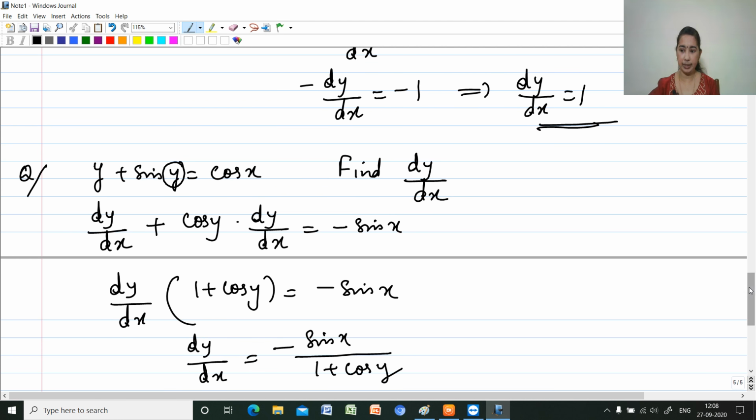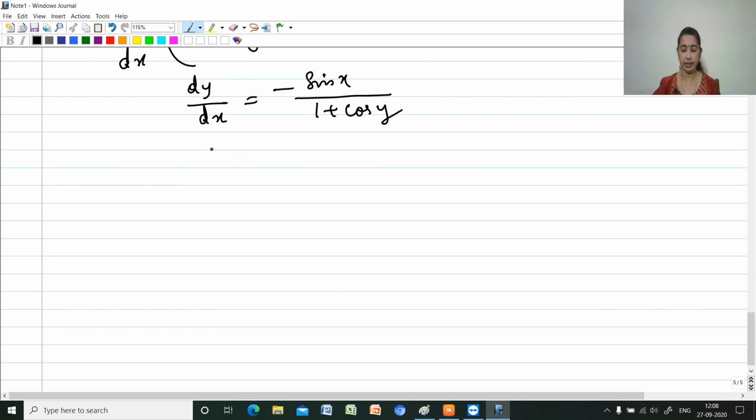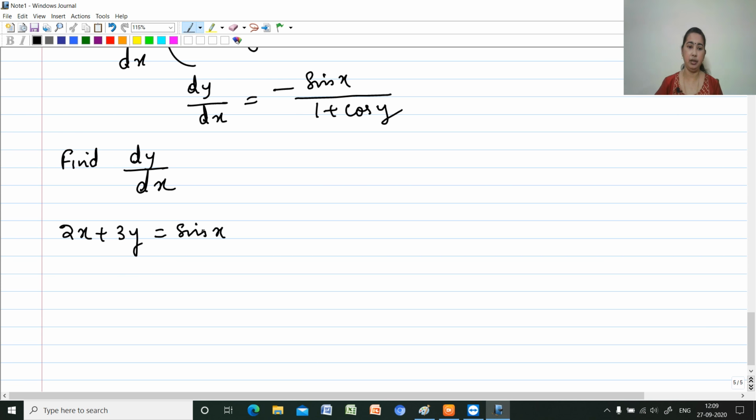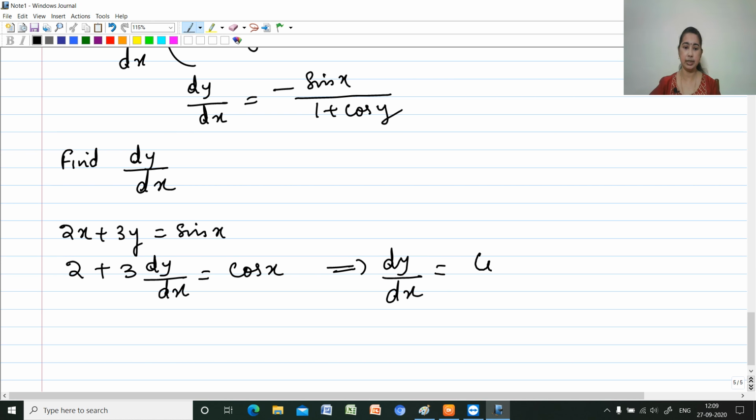So now exercise question. Exercise 5.3, find the derivatives. Find dy by dx. In that first one, 2x plus 3y is equal to sin x. Differentiating with respect to x becomes 2 plus 3 into dy by dx is equal to sin x derivative is cos x, or dy by dx can be written as cos x minus 2 by 3.